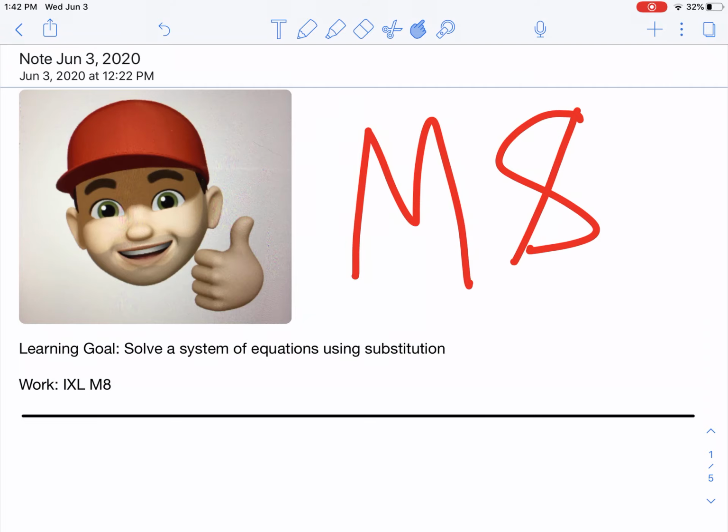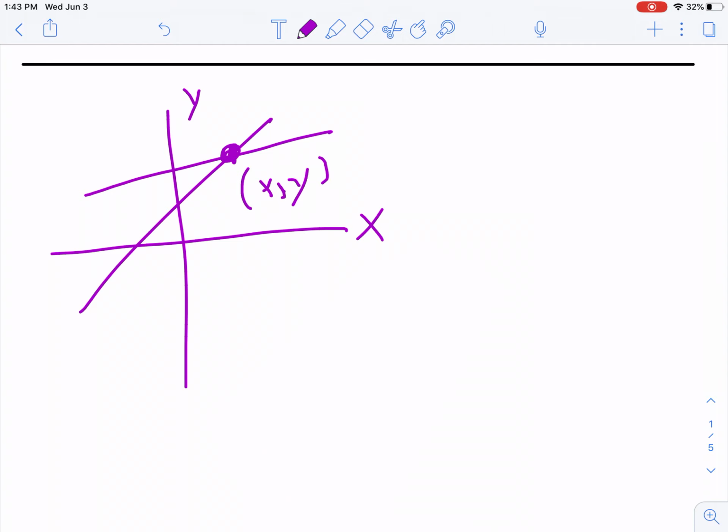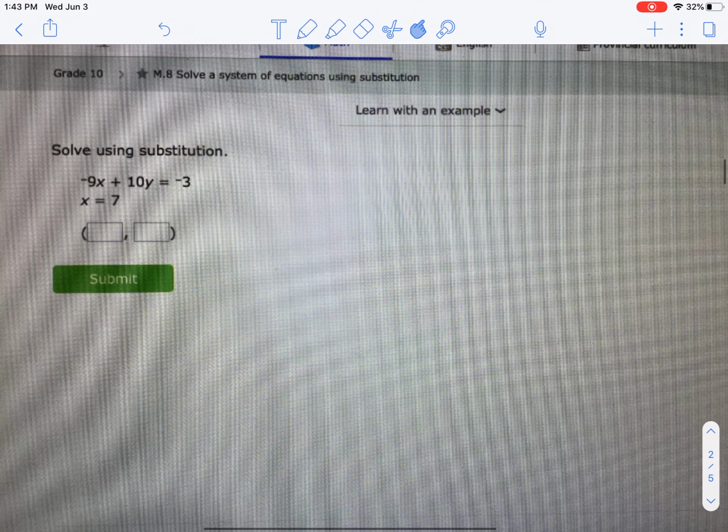Today's learning goal is to solve a system of equations using substitution. So we've solved systems of equations before using graphing, and what that means is we find on a Cartesian graph where two lines cross, and where the lines cross, that's the solution for the system of equations. Today we're going to do the same thing, but we're going to do it with algebra instead of graphing. But what we're looking for as an answer is the coordinates for the x and y values where the lines cross. So let's take a look at an example.